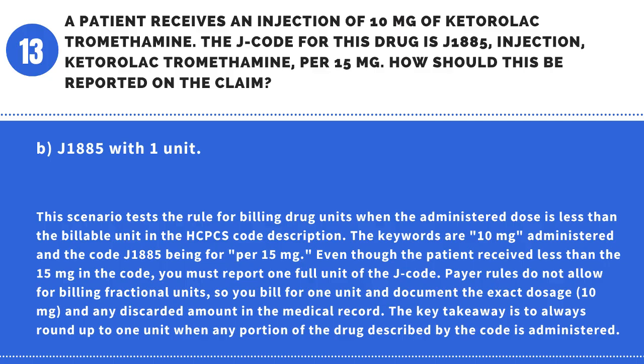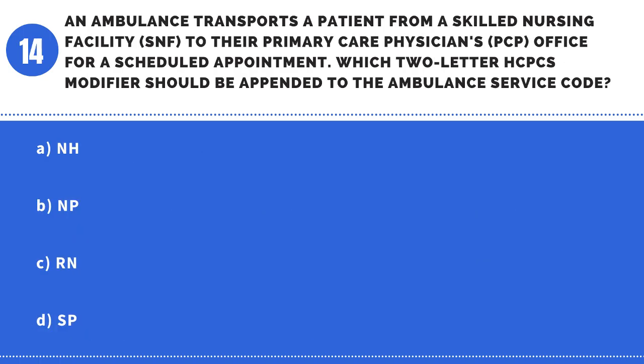Even though the patient received less than the 15 mg in the code, you must report 1 full unit of the J-code. Payer rules do not allow for billing fractional units, so you bill for 1 unit and document the exact dosage, 10 mg, and any discarded amount in the medical record. The key takeaway is to always round up to 1 unit when any portion of the drug described by the code is administered.